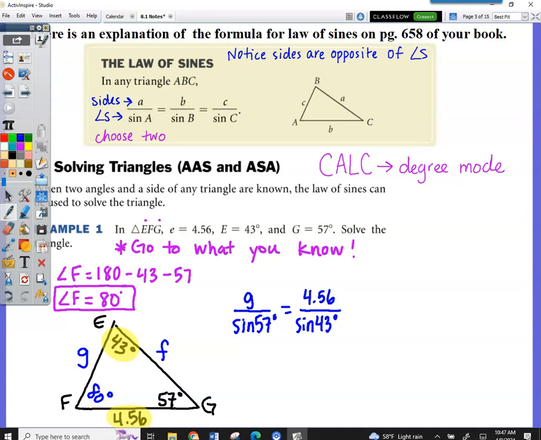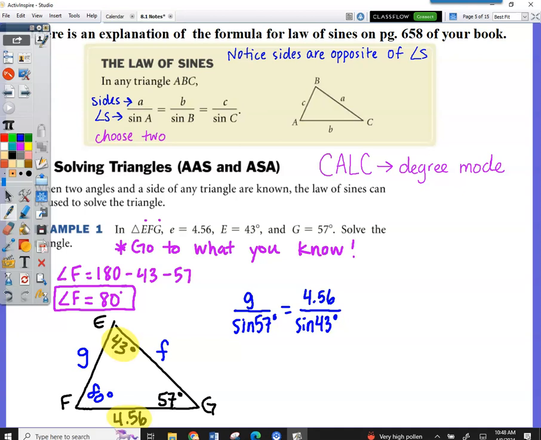Side over sine of the angle that it corresponds to. You only want two fractions, you don't want three. You can't do anything with three. And now you have, go back to geometry, a proportion. This is why I love this stuff. This is a proportion. How do you solve proportions? Cross multiply. That's it.